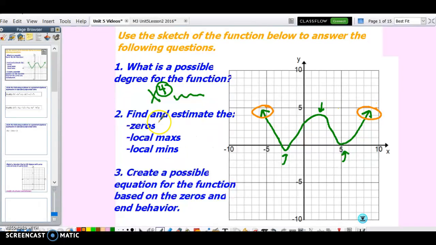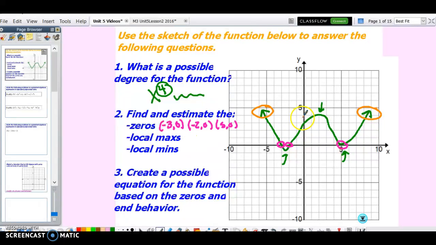Now we need to find and estimate the zeros. So zeros are where it crosses the x-axis. So right here would be a 0, and we would say that looks like it's -3, 0. The next one over to it looks like -2, 0. And then the last one right here would be a 5, 0.